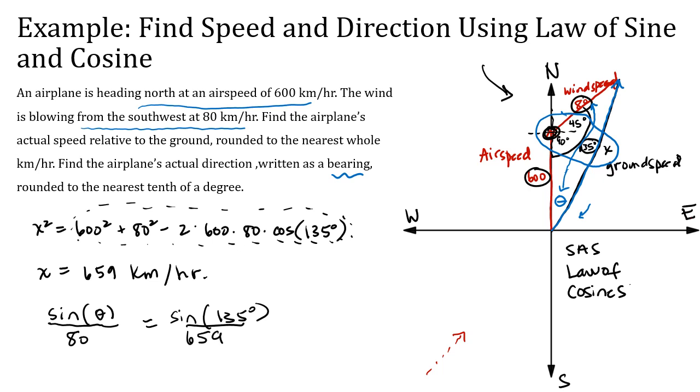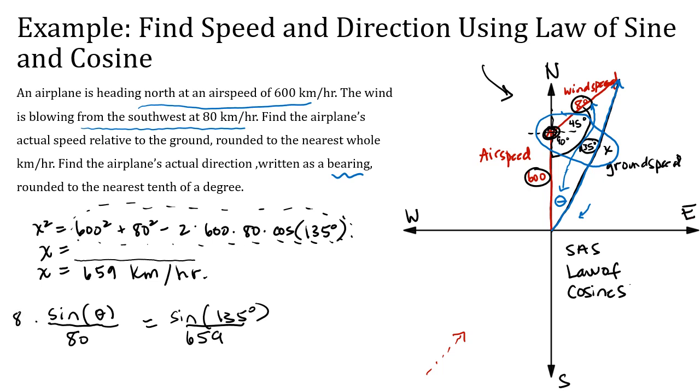When I actually put this into my calculator, I'm going to put in whatever that full value of x was. I don't have that right in front of me right now, but hopefully you've got it on your calculator. That's what you're going to use. You're not going to use the rounded version of 659, because if you do, it could cause a little bit of a computation error.